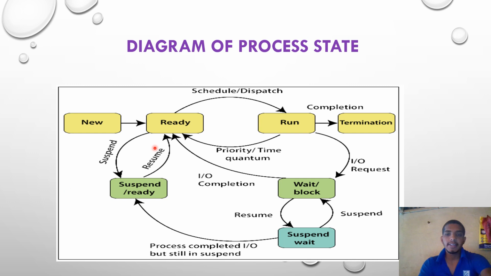After the ready state, there is a running state. One of the processes from the ready state will be chosen by the operating system depending upon the scheduling algorithm. We know that there are different scheduling algorithms like FCFS scheduling, priority scheduling, and round robin scheduling. According to the respective scheduling algorithm, it takes the process from ready state to running state.